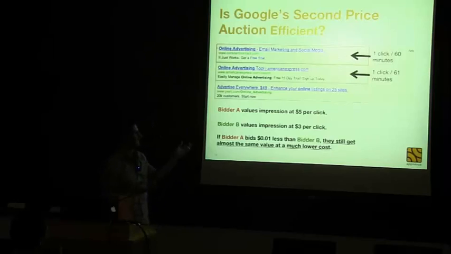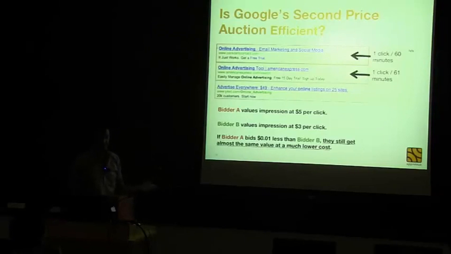So in this case, if I value a click at $5 and the second highest bidder values a click at $3, why would I pay $5 to get a click? Why wouldn't I pay $2.99, just below the second bidder? In that case, I'm going to pay a heck of a lot less for something that's worth just about the same amount to me, because as an advertiser, I really care about how often people are clicking on my ads. So this creates an issue.